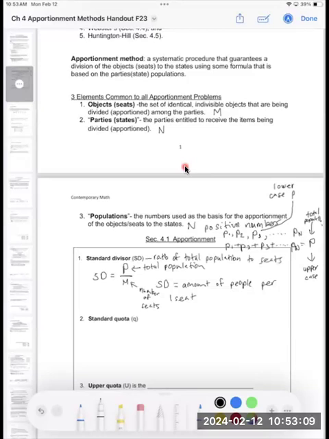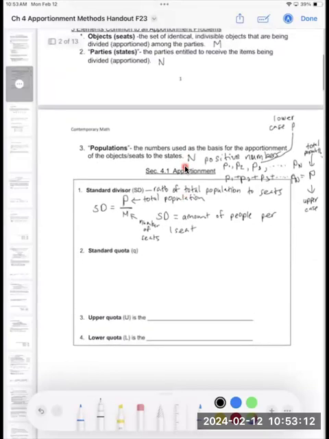All right, now we talk about the standard quota. The standard quota is how much you would give to each state ideally. If it was a perfect world and we could give a partial seat, like 35 and a half seats to Kansas in Congress, then that would be the standard quota, the actual amount of seats that they should get, even if it's a decimal number, which we know we can't give them. They call this a fair quota.